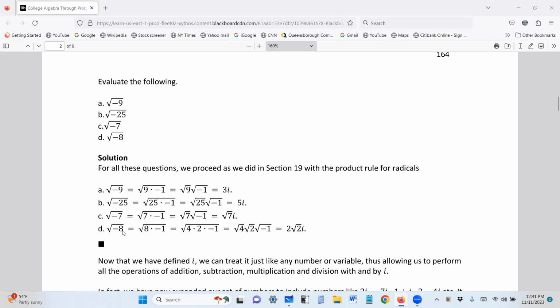In the case of minus 8, we break 8 as 4 times 2 because 4 is a perfect square. We can simplify 4, so the square root of 4 is 2. The square root of 2 is just the square root of 2. And the square root of negative 1 is just i. So this is what we have to do when we're simplifying these radicals that are square roots and have a minus inside. They just don't work as real numbers, so we change them to imaginary numbers.